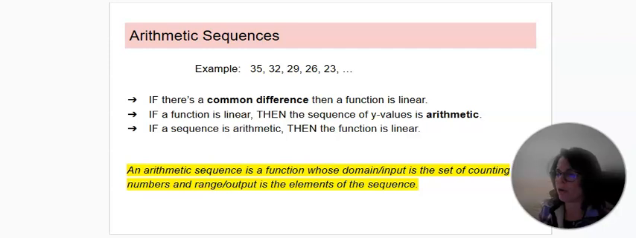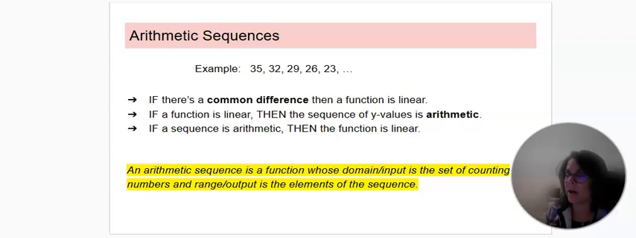The example shown is an arithmetic sequence. You can see that it's a sequence of numbers and there is a pattern to them, but what makes it arithmetic? Well, if there's a common difference, the function is linear. And if it's linear, then we can say the sequence of y values is arithmetic. But y values, where are the x's?